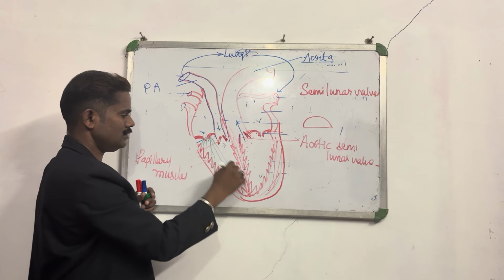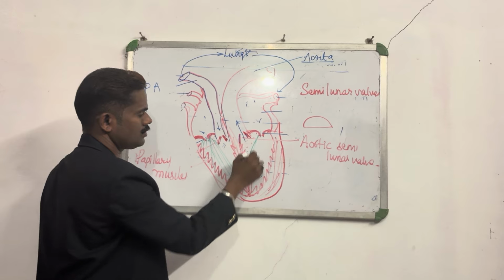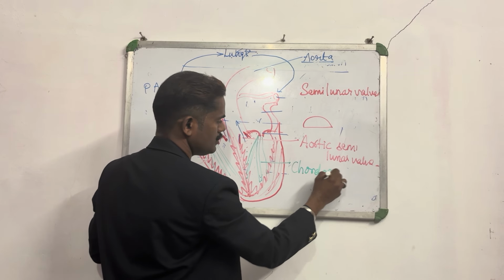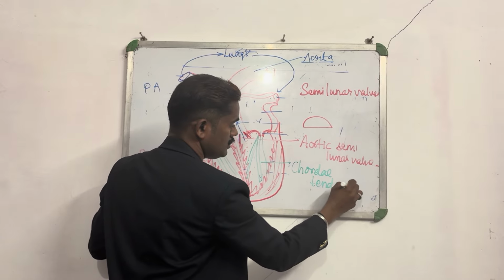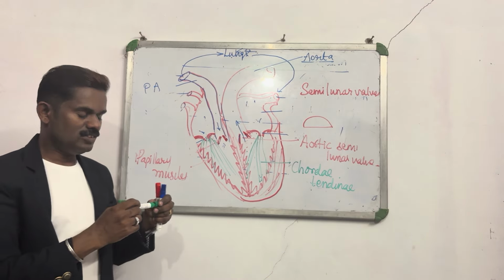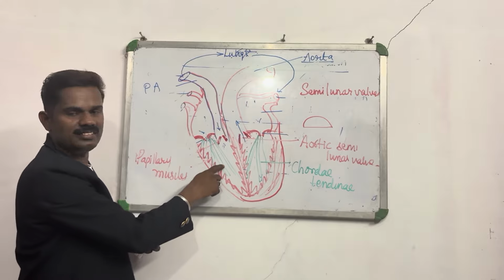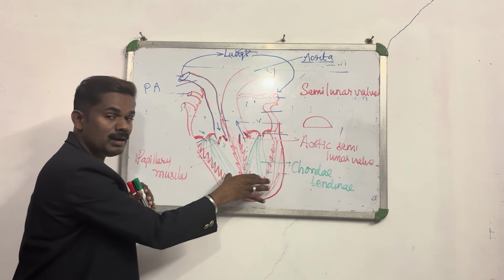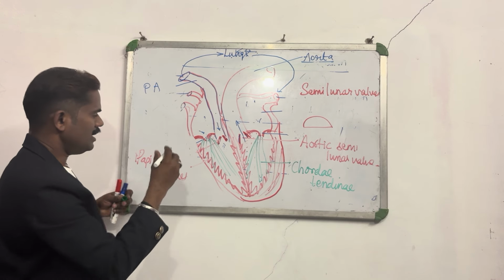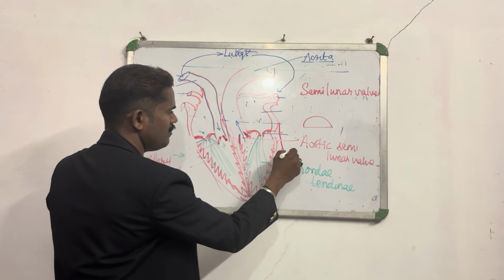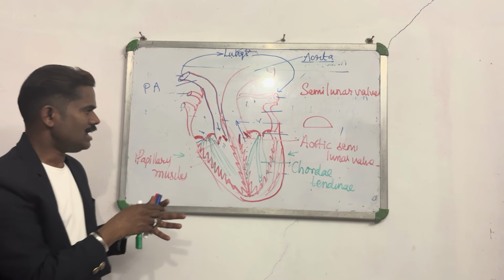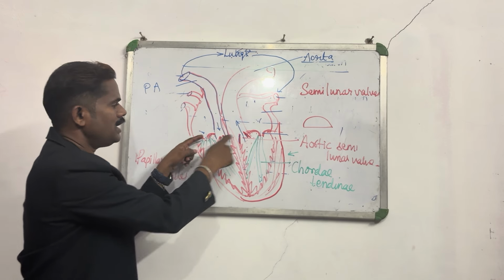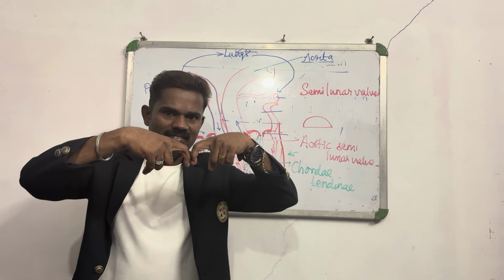These thread-like structures are called chordae tendineae. Chordae tendineae are like threads of a parachute, whitish thread-like structures which connect the flaps of tricuspid and bicuspid valves to the papillary muscles. At the time of contraction of ventricles, there is a chance of overturning of these valves. Tricuspid and bicuspid valves are projecting towards the ventricles.